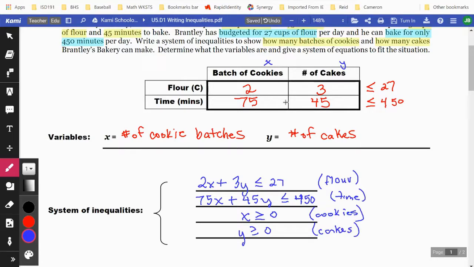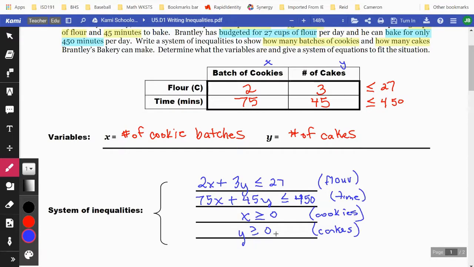So what we end up with is one constraint or inequality based on each of these 4 items listed in the graphic organizer. For the flour, we just went left to right using everything we had from our paragraph. For time, we went left to right based on everything we had in our paragraph. But then we could also write an inequality about each individual variable, saying that X has to be either equal to 0 or bigger than 0. It's basically just saying it has to be a positive number or it could be 0. X just can't be negative. And we do the same thing with Y.